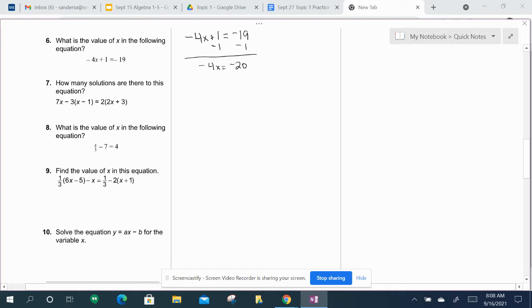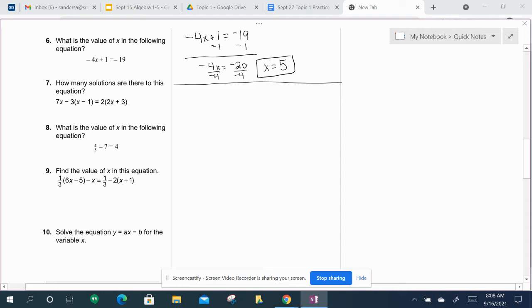Think about a number line. If I start at negative 19 and take 1 more away, I'm at negative 20. All right, then I'm going to divide by negative 4 on each side, and negative 20 divided by negative 4 gives me an answer of positive 5. And again, I can always check those answers as I go.